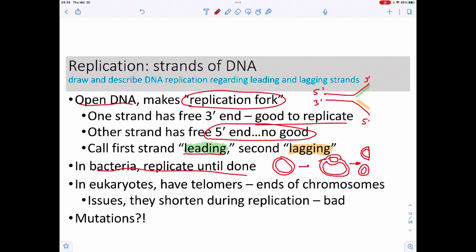For us eukaryotes, we actually have a problem with this, and it's called the telomere problem. So telomeres means the ends. If I look at our DNA or our chromosomes, the ends are called telomeres.